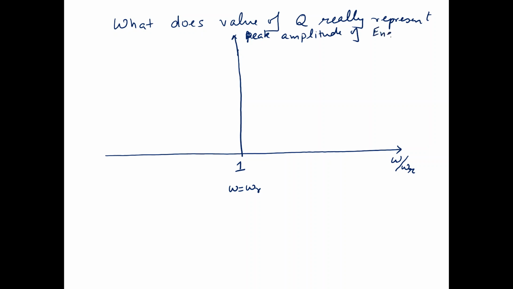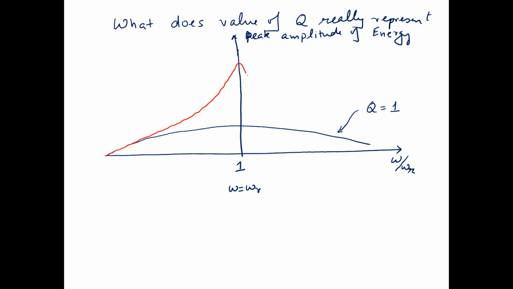Energy or field, whichever one you want to pick up. If Q is small, then the variation would be something like that. So this would be something for Q is equal to 1. As Q increases, further away, the value remains roughly the same, but now the function becomes narrower at the peak, and the peak value keeps on increasing. So this would be Q is equal to 10, for example.